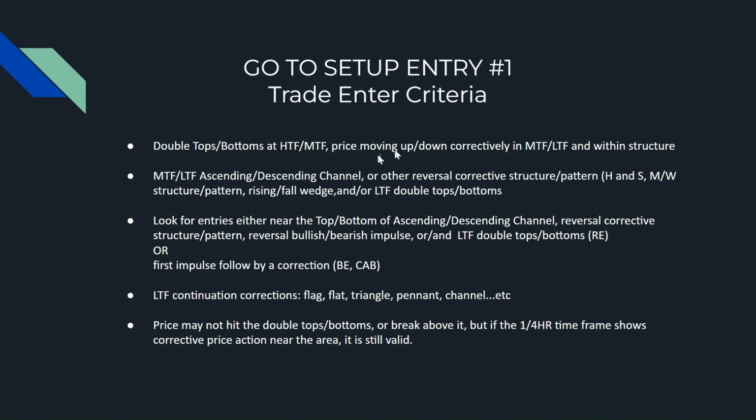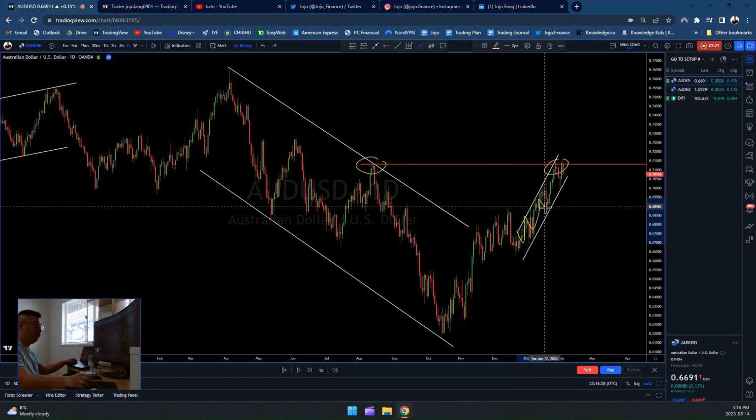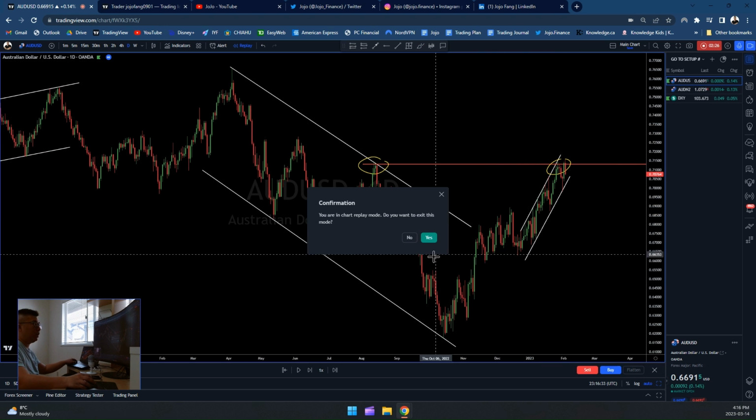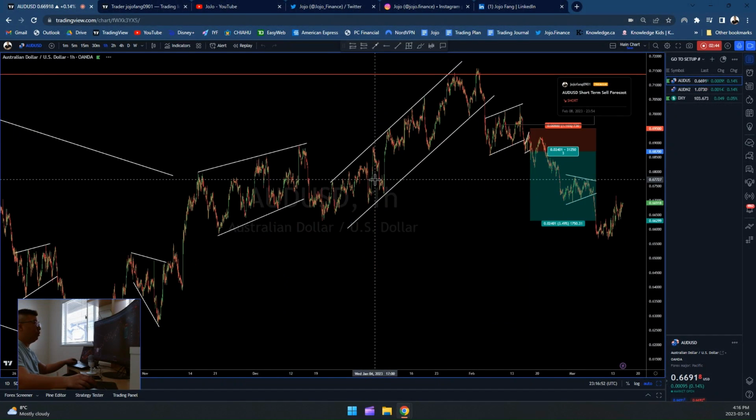And does the price move up correctively, in a higher time frame, mid time frame, or lower time frame within the structure? Does the price move up correctively? Yes, it does. So that satisfies both parts of the first requirement. Now let's look at the second requirement. When we look at the mid time frame, it has to be some sort of ascending channel structure or other type of reversal corrective structure and pattern. That could be a combination of head and shoulders, M and W structures and patterns, rising and falling wedges, or any sort of double top or double bottom.